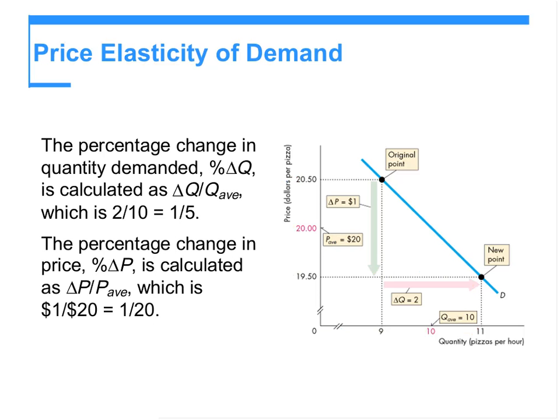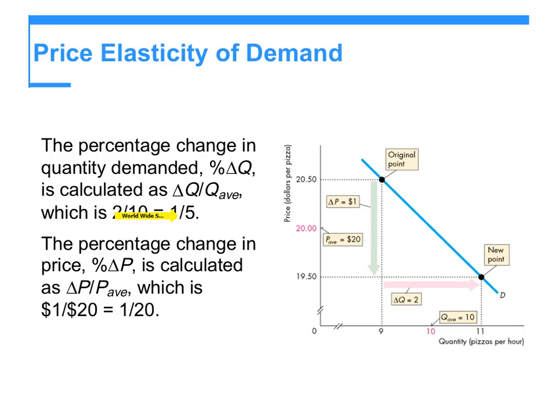So let's calculate the percentage change in quantity demanded, which is the percentage difference between Q1, what was before, which is 9, and what is now, which is 11. Average quantity is 10. 9 plus 11 divided by 2 is 10, as you can see here. Okay, so let's calculate this. Percentage of quantity is calculated as quantity change divided by quantity average. Quantity change is how much? 9 to 11, the change is 2, divided by quantity average, which is 10. So 2 divided by 10 gives you 1 out of 5, or 1/5.